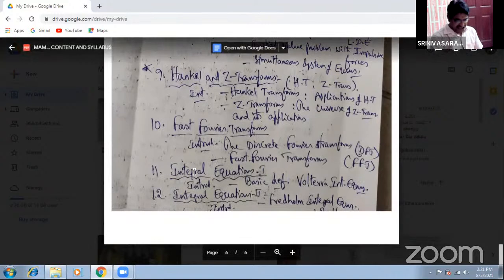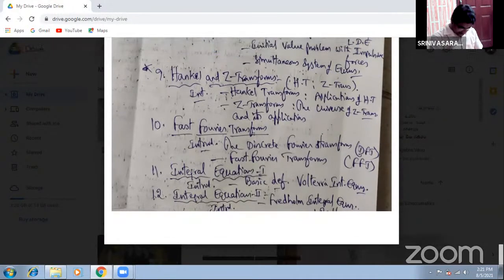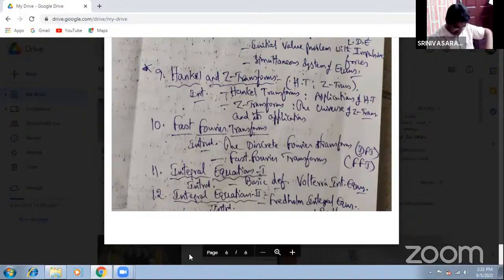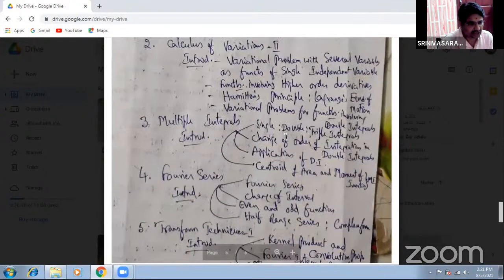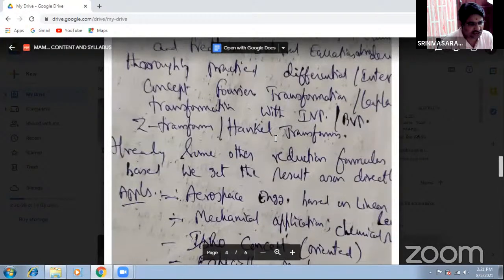And here are integral equations and some basic definitions of integral equations, that is the 11th unit. The 12th unit is integral equations, second part, that is the Fredholm integral equations. And the problems are also practiced here. Okay, next one.